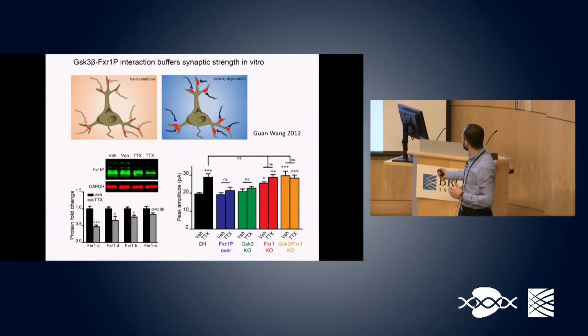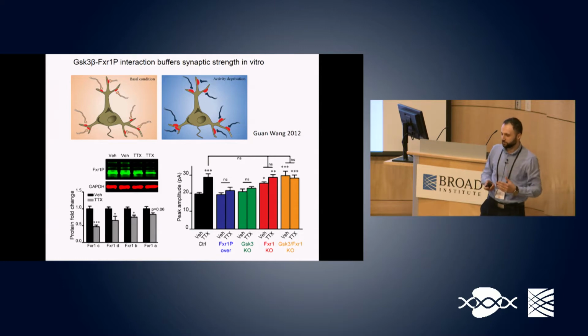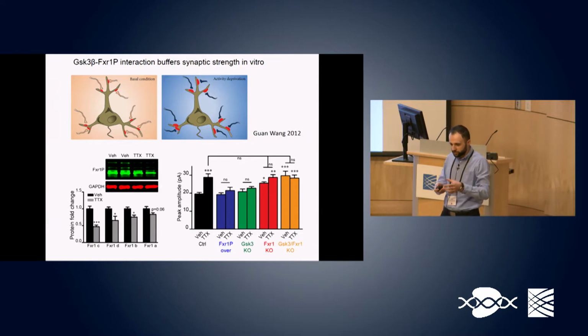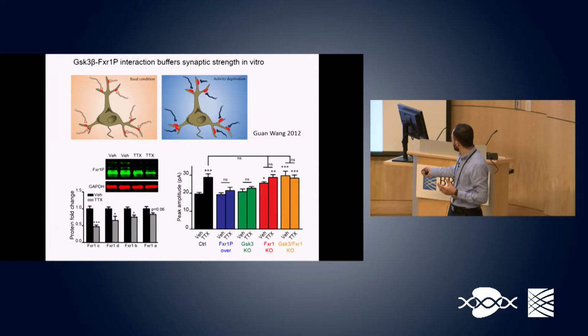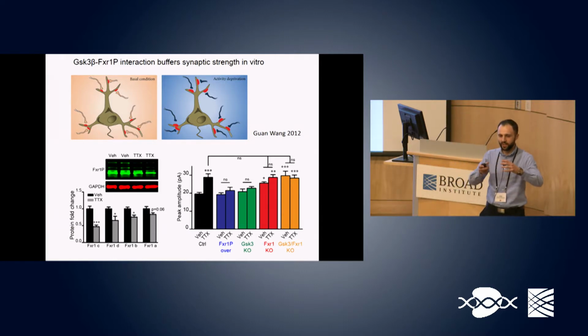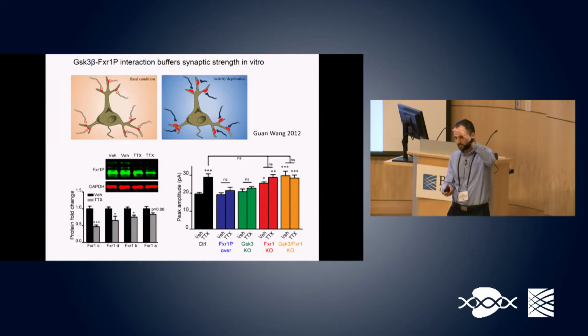And activity deprivation didn't further increase the activity, meaning that FXR1 was actually one of the key players in this process. And when we induced double knockouts of GSK3 and FXR1, we found that the GSK3 knockout effect was completely abolished, meaning that FXR1 was truly acting downstream of GSK3.